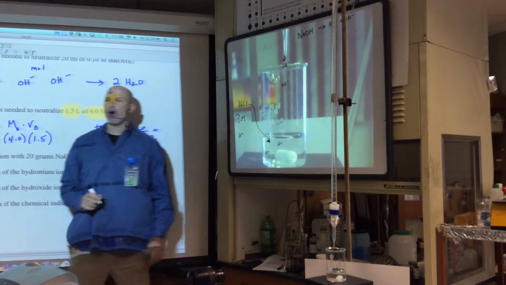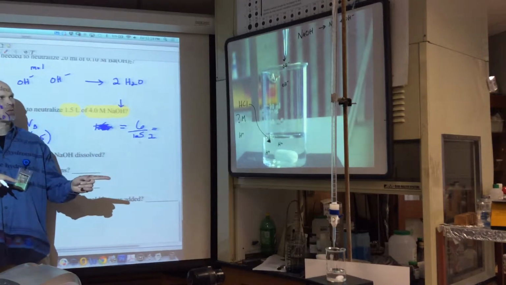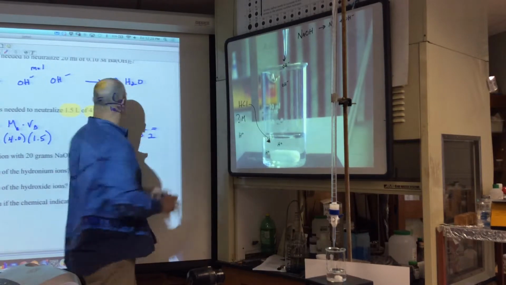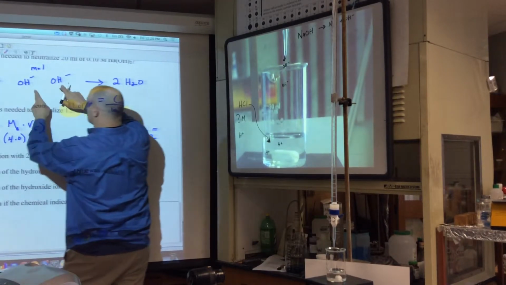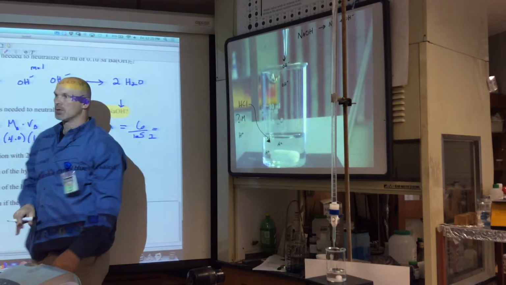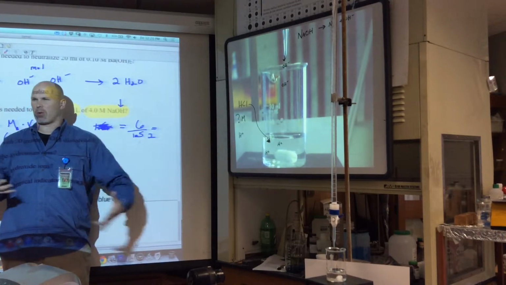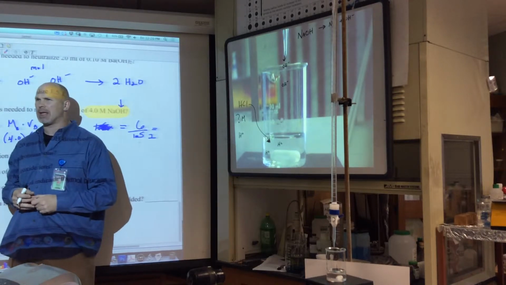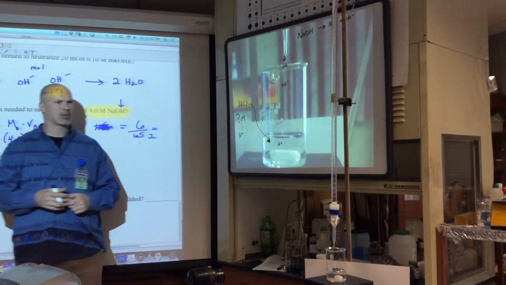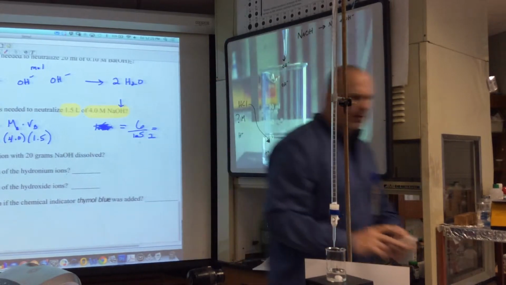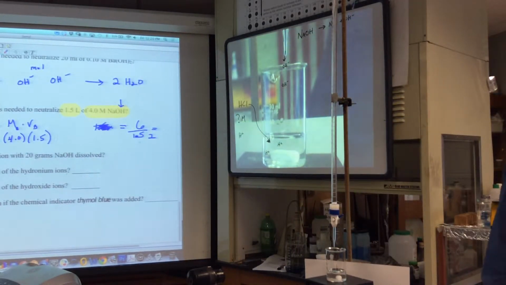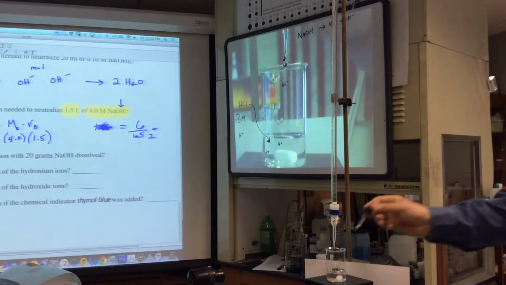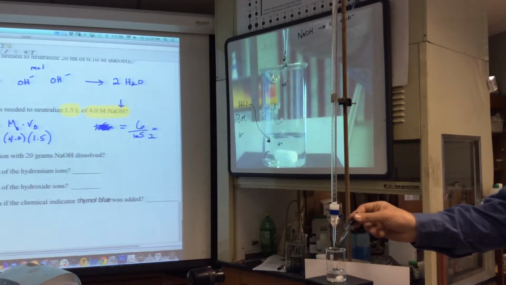Now, what we're going to do is keep adding the base until we reach the neutralization point, where the moles of the H+ equal the moles of the hydroxides. That's what we're going to do. The question is, how do we know when they're equal? We're going to add a chemical indicator, phenolphthalein, a few drops. Now phenolphthalein, as we've studied, likes to turn pink at about a pH of 8 or so. So I'm going to add a few drops of phenolphthalein.